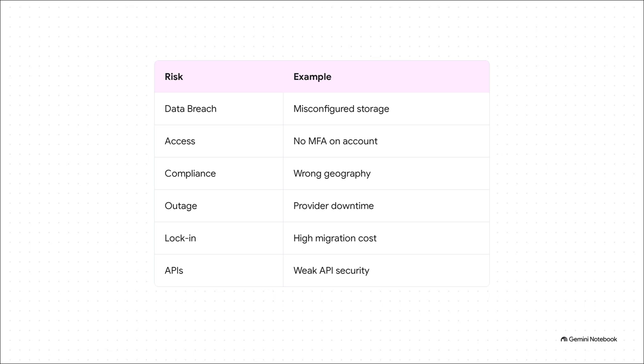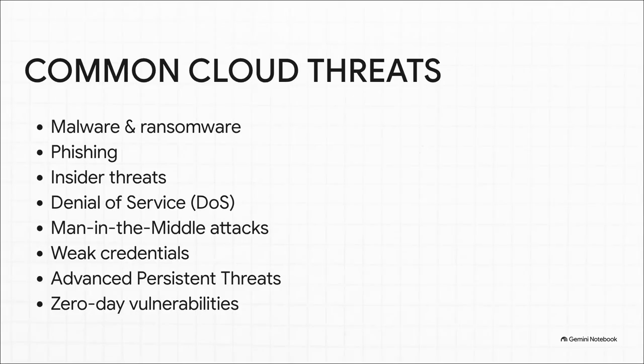and insecure APIs, where weak API security allows attackers to just walk right in and access your services. Number 12, common cloud threats. So what's actually hitting us? It's a whole mix. We've got malware and ransomware, phishing and social engineering, and serious insider threats. There are denial of service or DOS attacks, man-in-the-middle attacks, and the constant headache of weak credentials and stolen keys. And hovering above it all, you have advanced persistent threats, or APTs, and unpatchable zero-day vulnerabilities. It's a full 360-degree threat landscape.